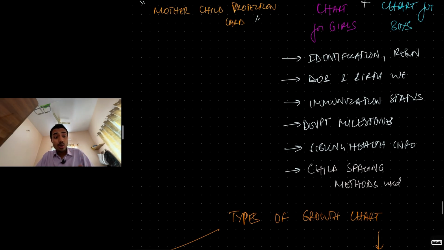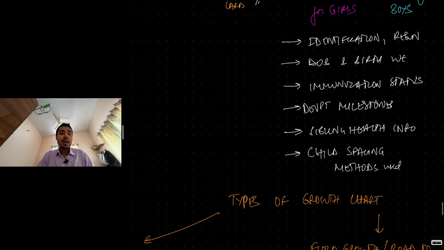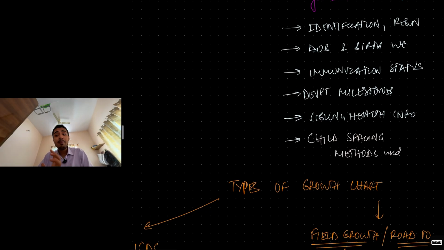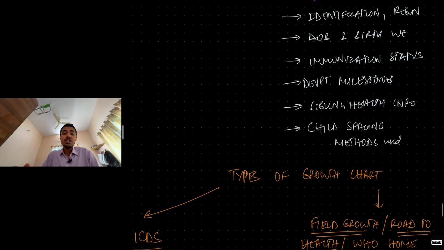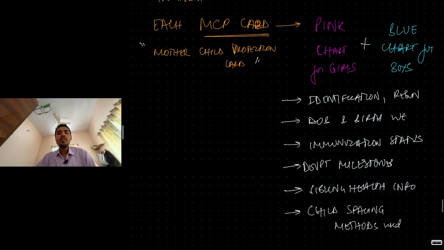It also acts as an immunization card. Immunization status will be there. It will have a checklist of developmental milestones. If a baby has achieved a milestone, you can tick it. You'll have sibling health information, whether the child has any sibling and if there is any relevant health information for that. Then if the mother has used any child spacing methods like oral contraceptives or IUDs, all that you can mention in this. There is a space to mention it in this card. So these are all the facilities in the MCP card.